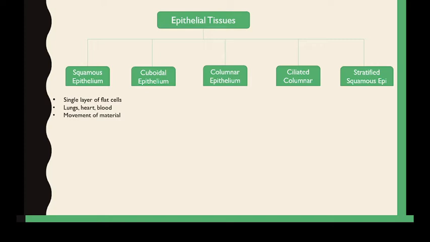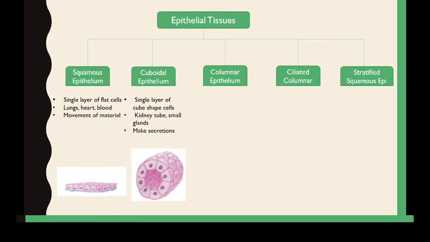Squamous epithelium includes a single layer of flat cells. These are flat cells which are present in lungs, heart, blood, and these are linked with movement of materials. You can see in the diagram that these are the squamous epithelial tissues. Cuboidal tissues are those tissues which include a single layer of cube-shaped cells, and they are present in kidney tube, small glands, and they are involved in making secretions. Here you can see in the diagram that these cells have a cube shape.